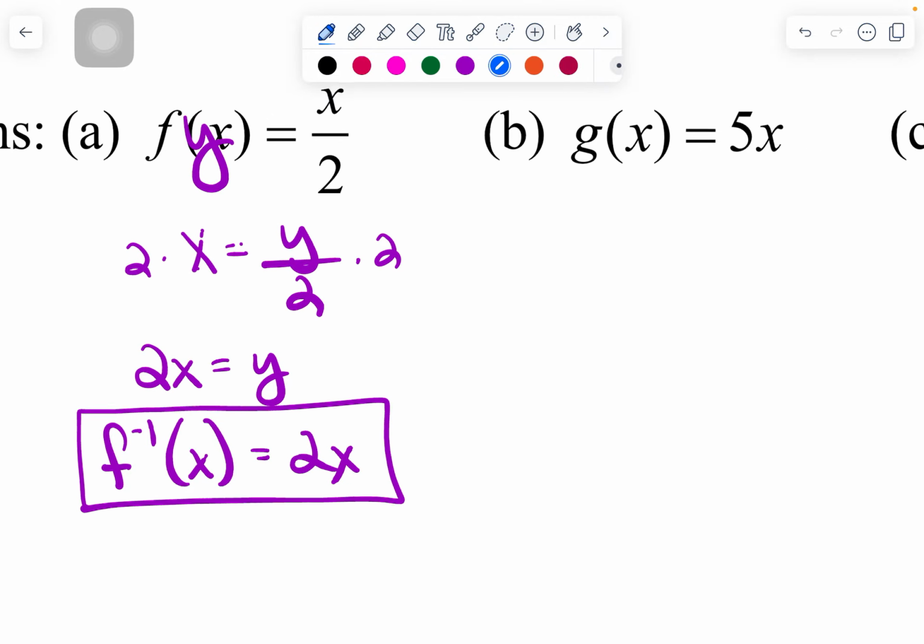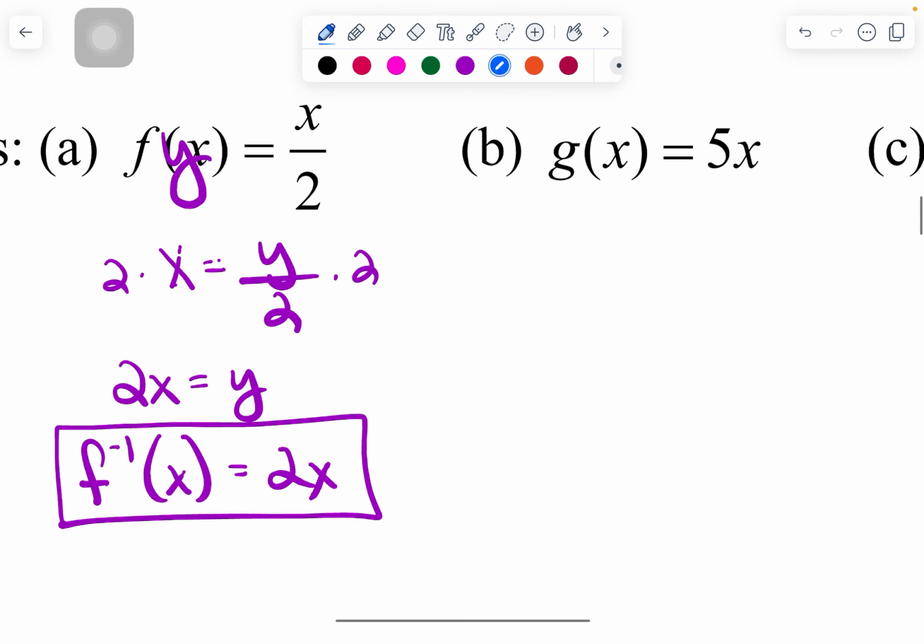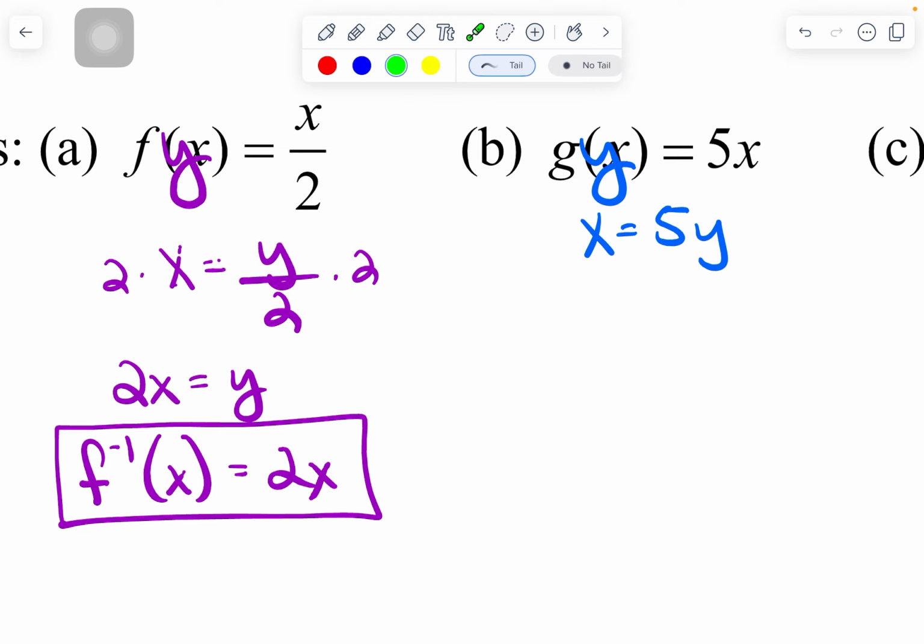I'm going to go ahead and slide that on over. We'll take a look at part B, which is g of x is equal to 5x. So same thing, we're going to start with finding the y, and take y, replace it with x. Take x, replace it with y, and I want to now solve for y. So I need to get rid of this 5. So I'm going to go ahead and divide both sides by 5.